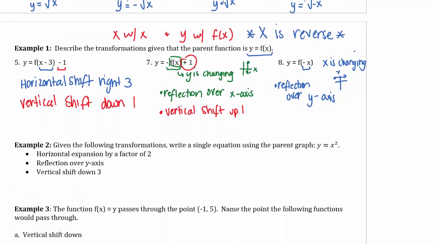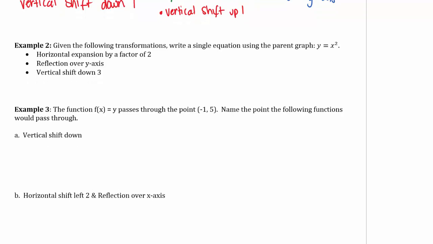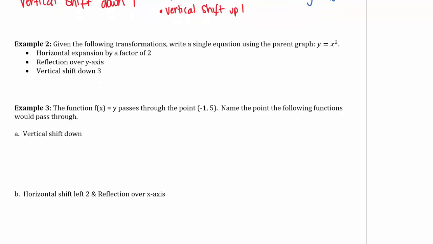Okay, so we have 2 more examples. And the first one is example 2. Given the following transformations, write a single equation using the parent graph, y equals x squared. Okay, so we're going to fill in the blanks here. We're going to put this 2, the reflection of the y-axis, the vertical shift, all to change this y equals x squared. So horizontal expansion is changing x because it says horizontal.